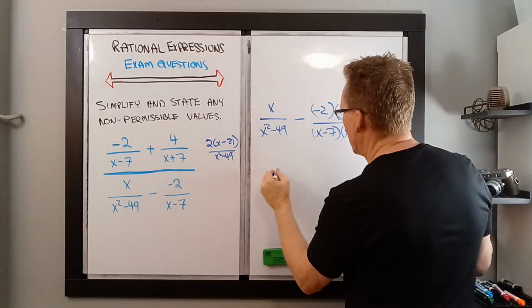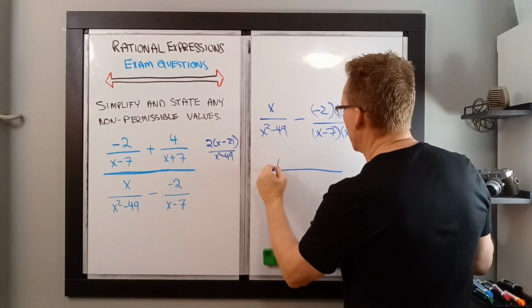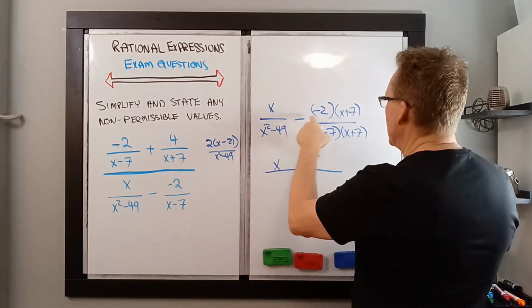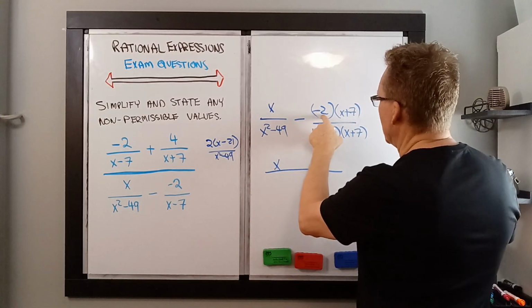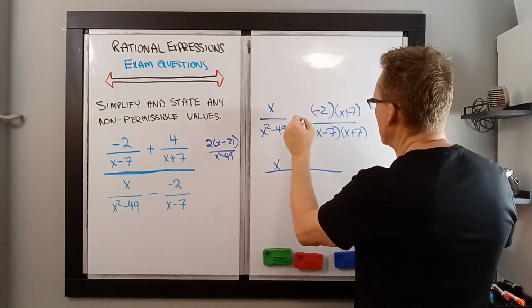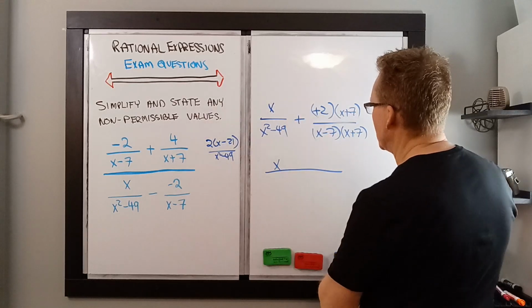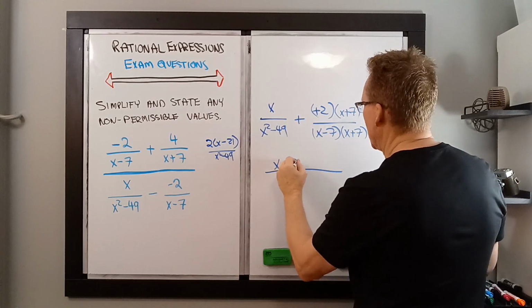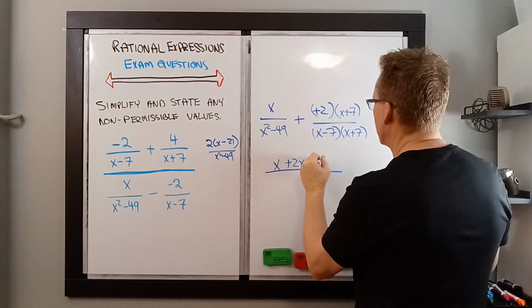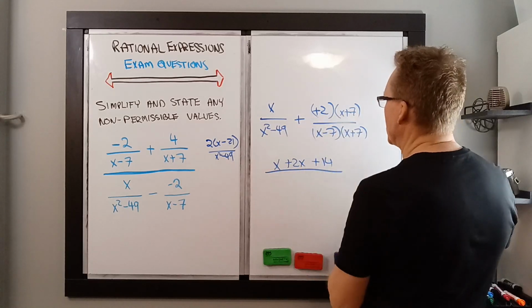I'm just writing down here, I'll just rewrite this whole thing. This is going to be x. There's a minus sign here and a minus sign here in this 2, so this is going to become a plus 2. We can do this if we want to, just to take care of that. It's going to be plus 2x plus 14. That's multiplying this all out.